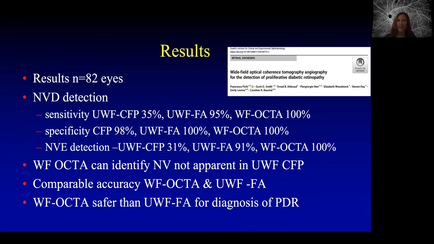It was noted in this study that wide field OCT angiography and ultra-wide field fluorescein angiography had high rates of detection of neovascularization of the disc as well as neovascularization elsewhere, surpassing those of ultra-wide field color fundus photography. And the study concluded that wide field OCTA can identify neovascularization that's not apparent with wide field color fundus photography. It had comparable accuracy between wide field OCTA and ultra-wide field fluorescein angiography, and wide field OCTA is safer than ultra-wide field fluorescein angiography for diagnosis of proliferative diabetic retinopathy.